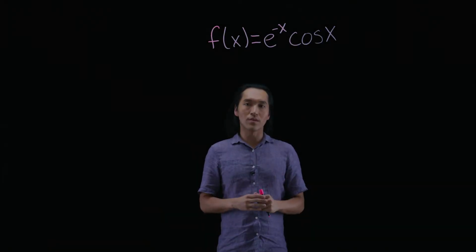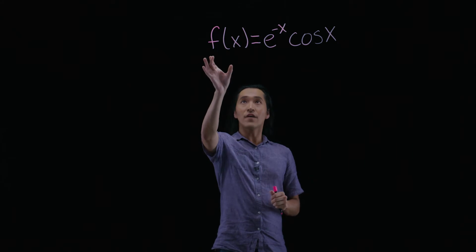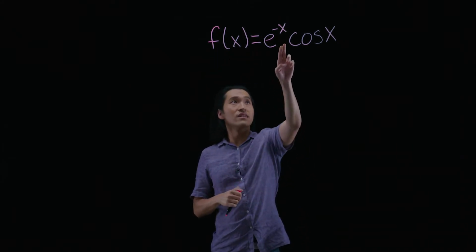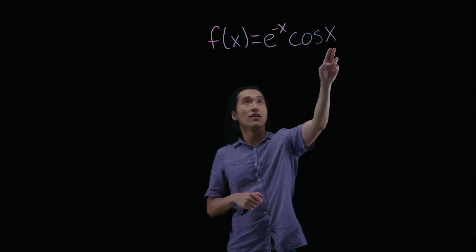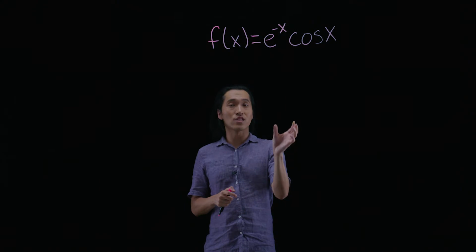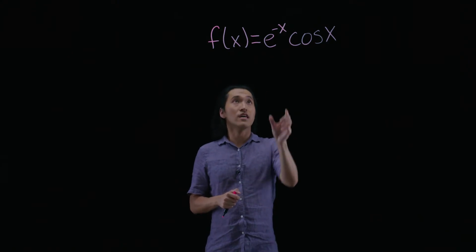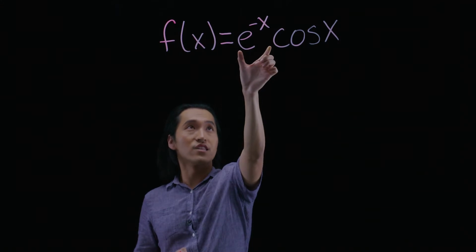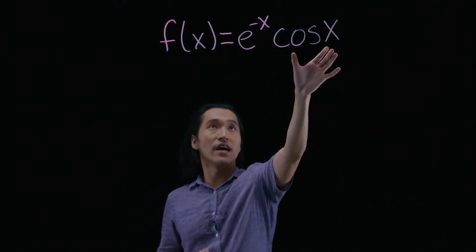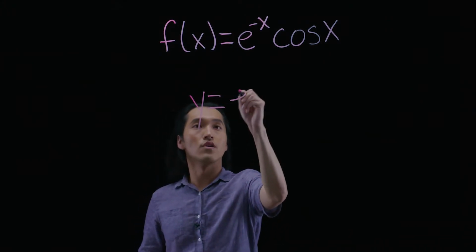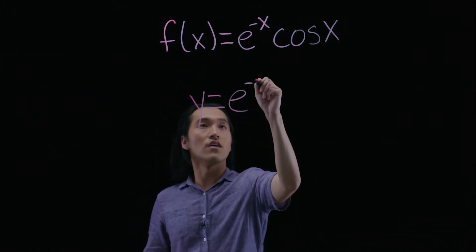Hi, I'm David. So for this problem, we're given the function f of x is equal to e to the power of negative x times the cosine of x. And they're asking us to graph this using our graphing utility as well as its damping factor. Now let's recall that the damping factor is the function that is multiplying the cosine of x, right? So that means the damping factor here in this example would be e to the power of negative x.